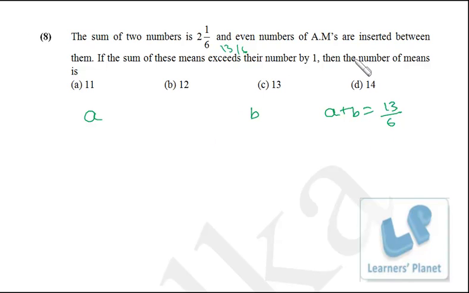Right? Now there are, I suppose, n means, so it's a plus d, a plus 2d, till it is a plus nd, right? So 1, 2, 3, till n means are there. Okay, and here n is definitely even because an even number of AMs are inserted. Now what? In total there are n plus 2 terms.